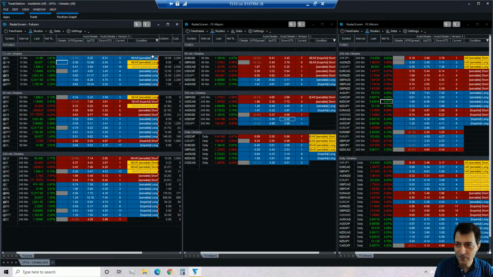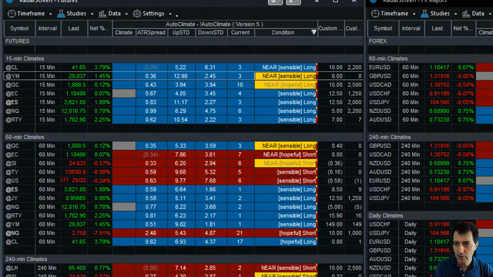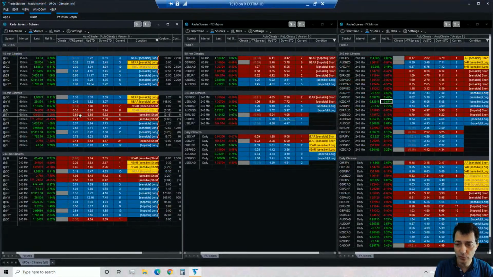Okay, and first we have a near sensible alert. So let me zoom in. Near sensible alert here on the 15-minute time frame with the YM, which is the Dow Jones Futures. The climate is not gray. The climate is blue, meaning the climate is confirmed. And being blue, it means we are being suggested to be a buyer.